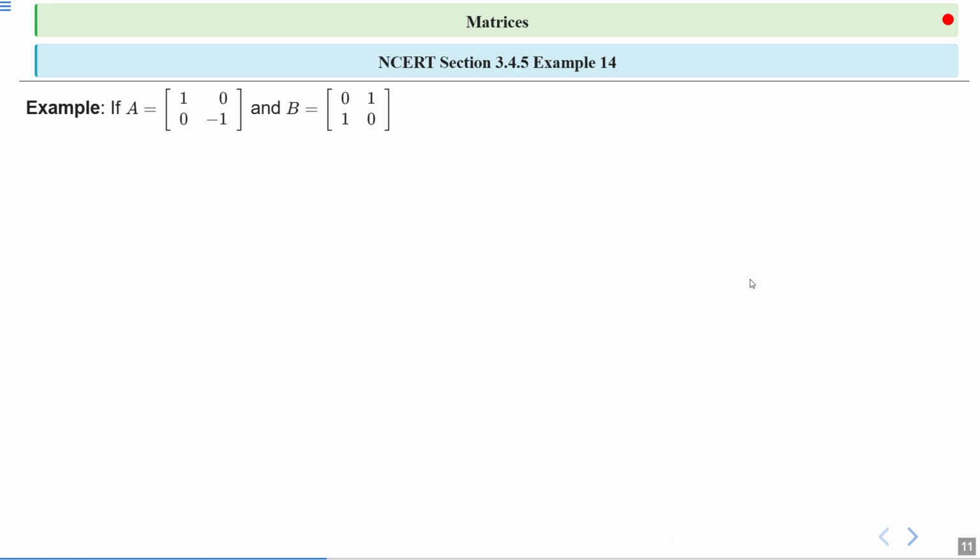So we have two matrices, matrix A and matrix B. Matrix A is a 2 into 2 matrix given by 1 0 0 minus 1. Notice that the diagonal elements are 1 and minus 1, which is a characteristic of a diagonal matrix. Matrix B is also 2 into 2, given by 0 1 1 0. This is an example of a matrix where the rows and columns are swapped. Clear?